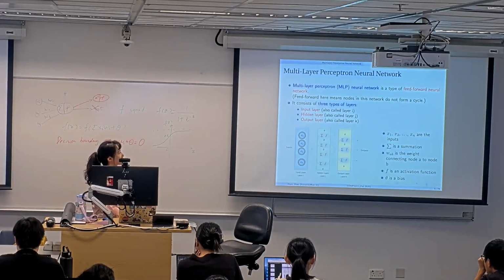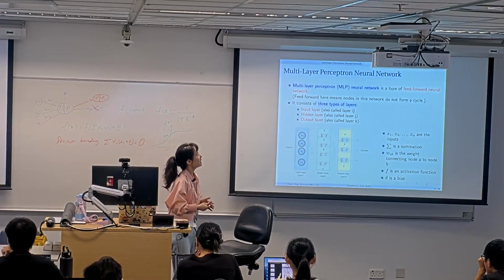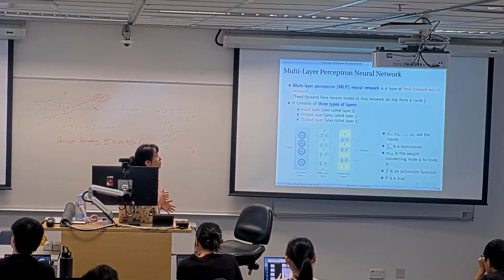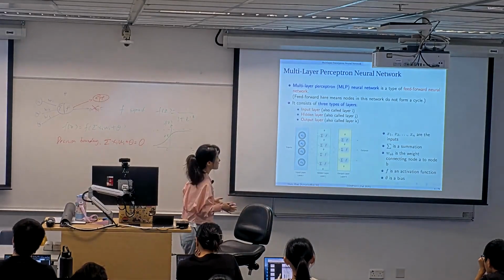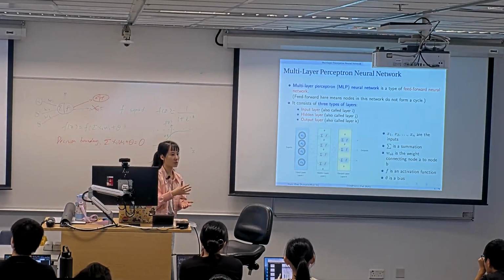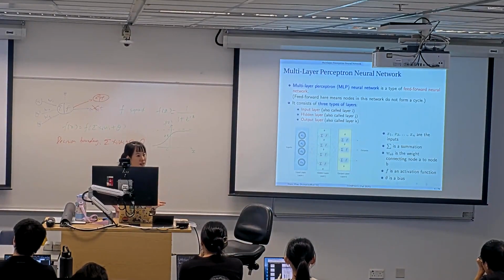The multi-layer perceptron, for simplicity, we usually just call it MLP. This is a type of feed-forward neural network. What is feed-forward? Feed-forward means that the nodes in this network do not form a cycle. So basically, it goes from the input all the way to the output, and can never go back to form a cycle.